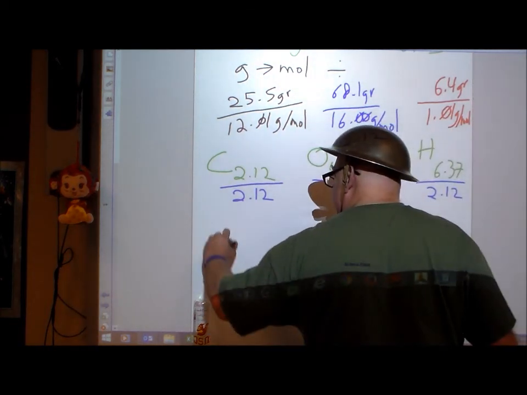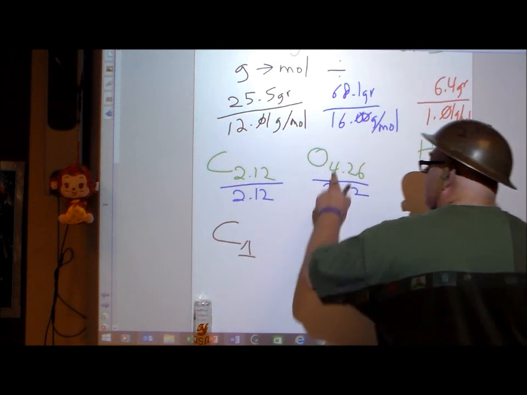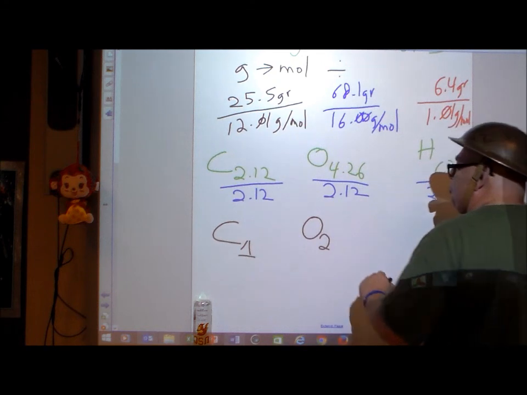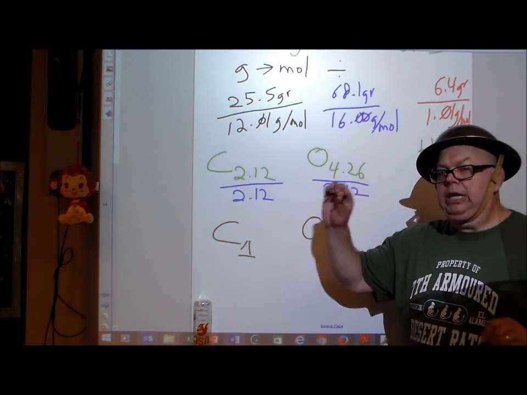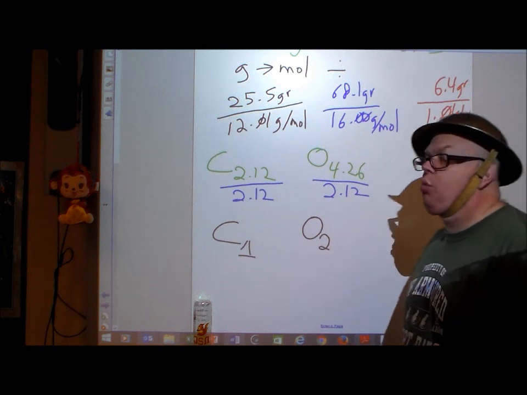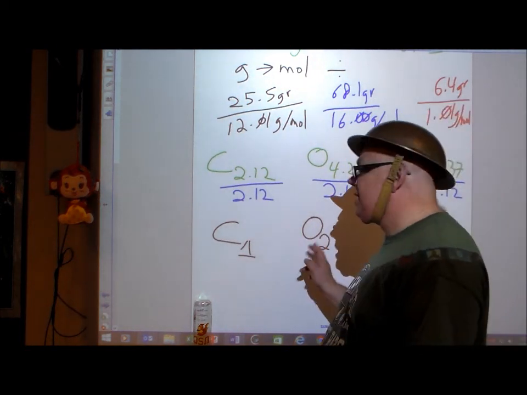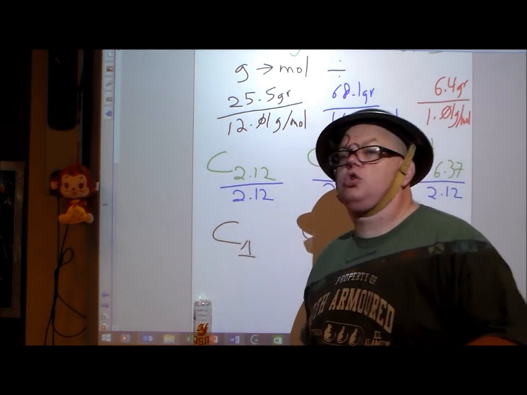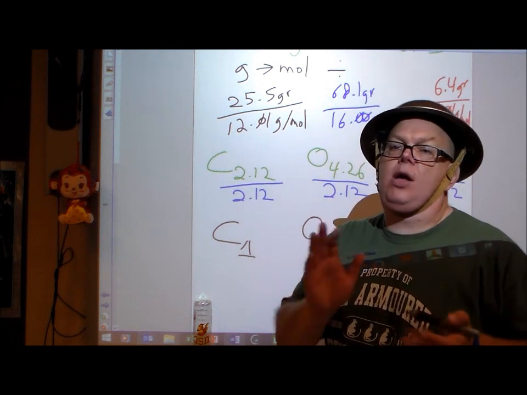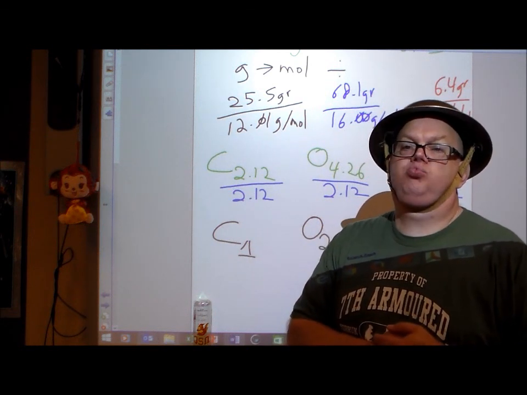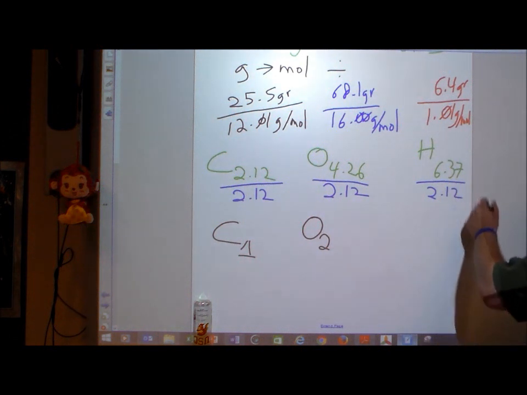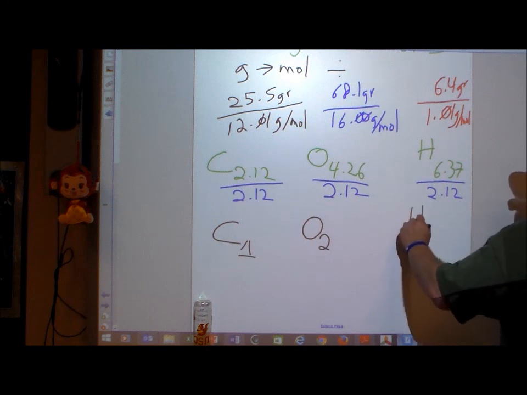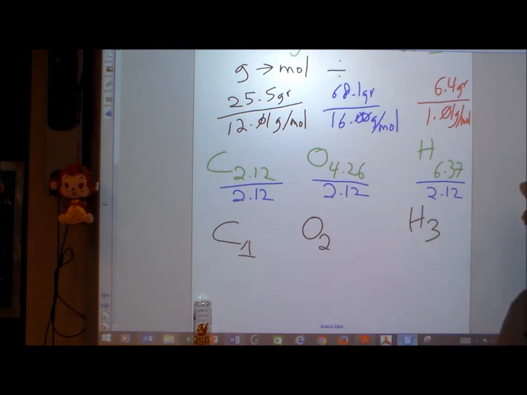So that means for carbon, we're going to have a 1, right? For oxygen here, we're going to have a ratio of about 2. It's okay if it's a little bit more, like 2.001, that's okay. If it was like 1.98 or 1.99 or 2.01 or 2.02, it's reasonable to say, okay, we can round it to 2. And then 6.37 divided by 2.12, that's going to get us an H of 3.